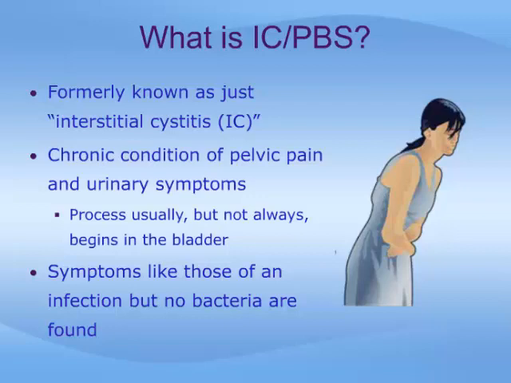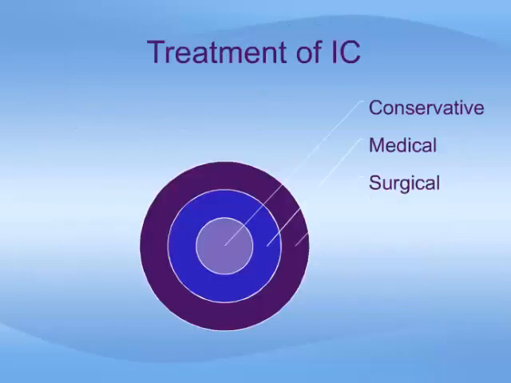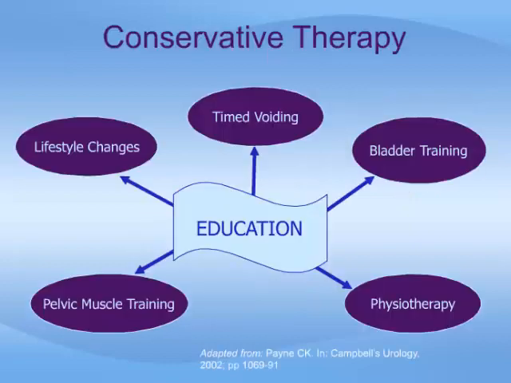Interstitial cystitis usually, but not always, begins with a process in the bladder, then becomes a chronic pain condition in the pelvis. There are 3 levels of treatment for interstitial cystitis. Conservative measures, such as dietary and lifestyle changes, are always begun first. If necessary, medications are then prescribed, and these are the mainstay of long-term treatment. For a very few patients, surgical treatment may be required.